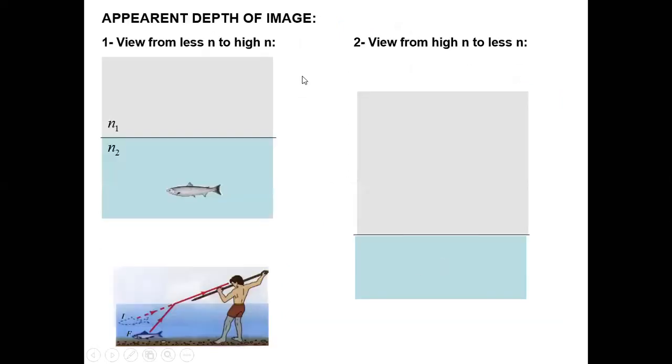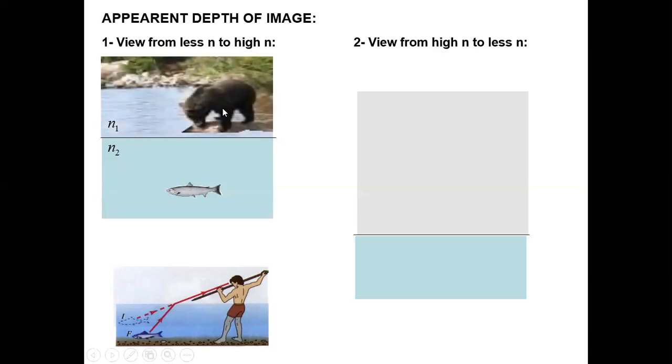So we need to know about apparent and real depth. Apparent depth means when there is an image over here. For example, there is a bear looking at a fish over here. How is the bear going to see the fish? Since air is less dense than the water, when the bear looks at the image of the fish over here, it is going to see it differently. It is going to be broken.